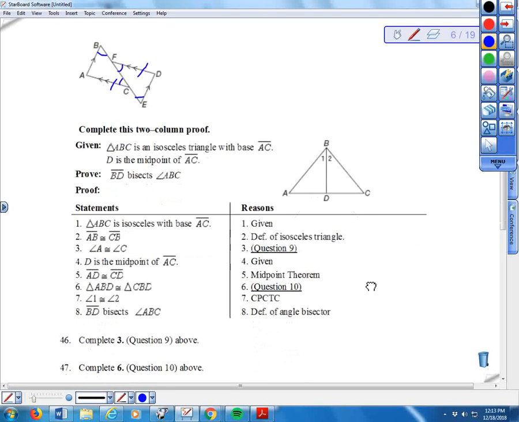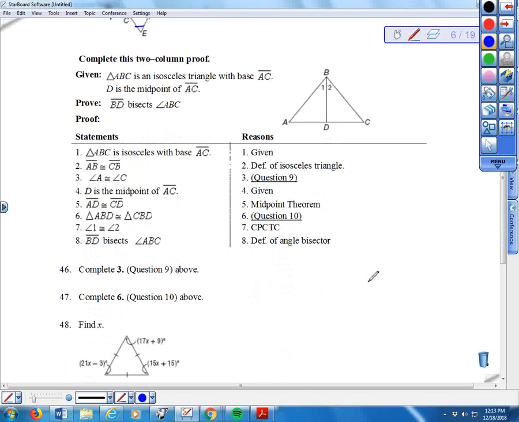Okay, complete this two-column proof. ABC is an isosceles triangle. D is the midpoint. BD bisects angle ABC. So I'm going to go through this proof and what they've written, and I'm going to mark this up as I go. Okay? They say that ABC is isosceles. I don't have anything to mark yet. Now they say AB and CB are equal, congruent. So I'm going to mark that up.